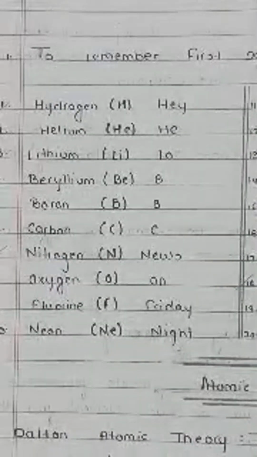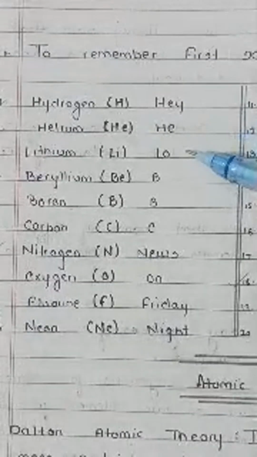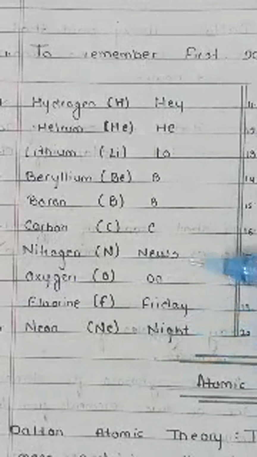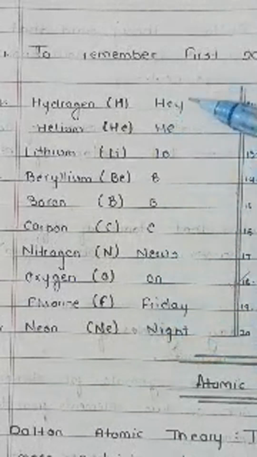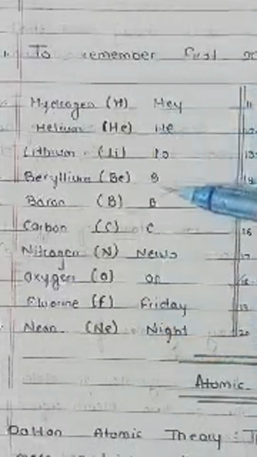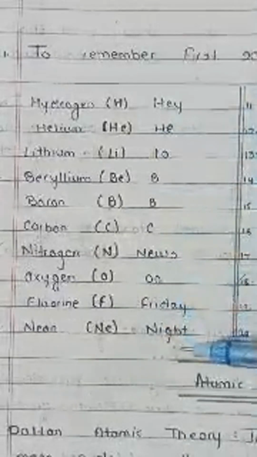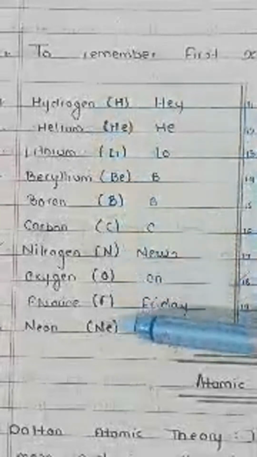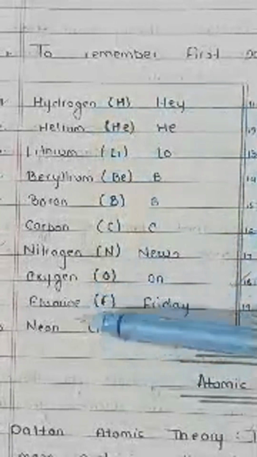So, to remember: Hey, hi, hello, BBC News on Friday night. So, how to remember the first 10 elements? Hey, hello, BBC News on Friday night means hydrogen, helium, lithium, beryllium, boron, carbon, nitrogen, oxygen, fluorine, neon.